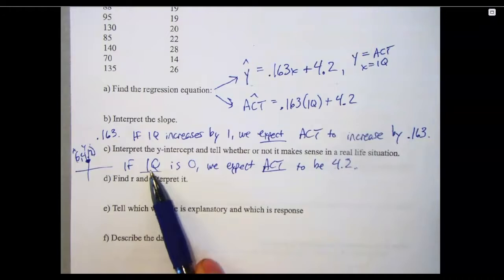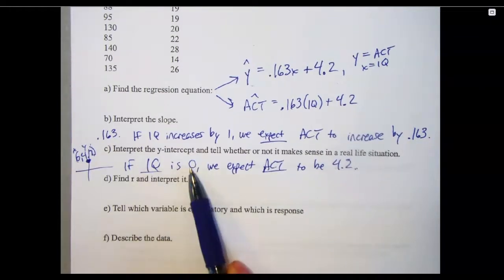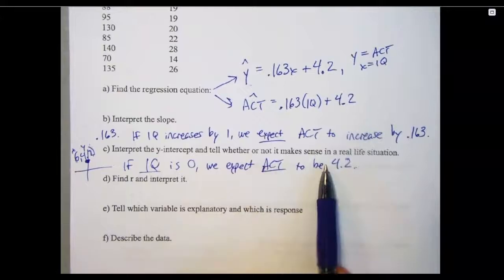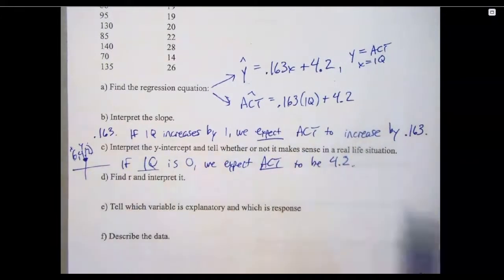Alright, why did I put IQ here? It's x. Why did I put 0 here? It's like the y-intercept, yep. And then why did I put ACT here? It's the y. And then 4.2 is your y.